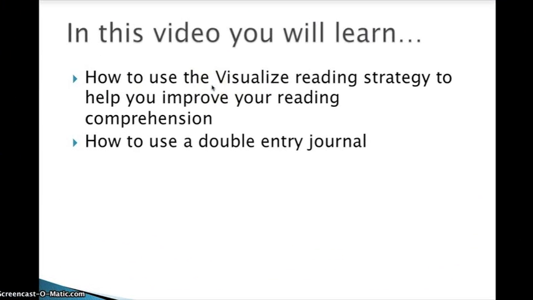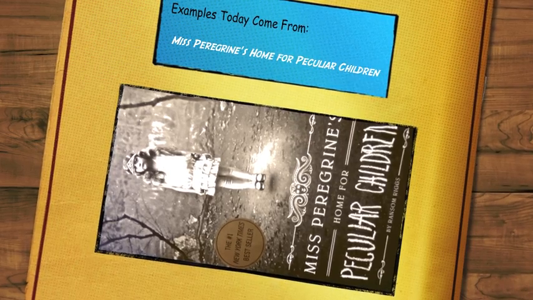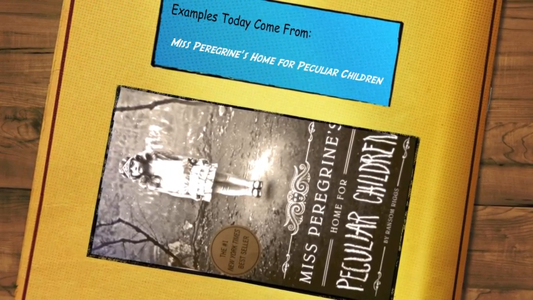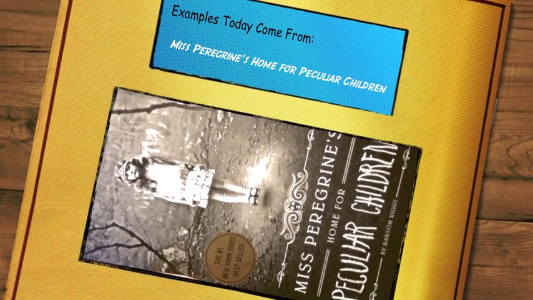In this video, you will learn first how to use the visualize strategy to help you improve your reading comprehension. And to do that, we're going to learn how to use a double entry journal. My examples today will come from Miss Peregrine's Home for Peculiar Children.